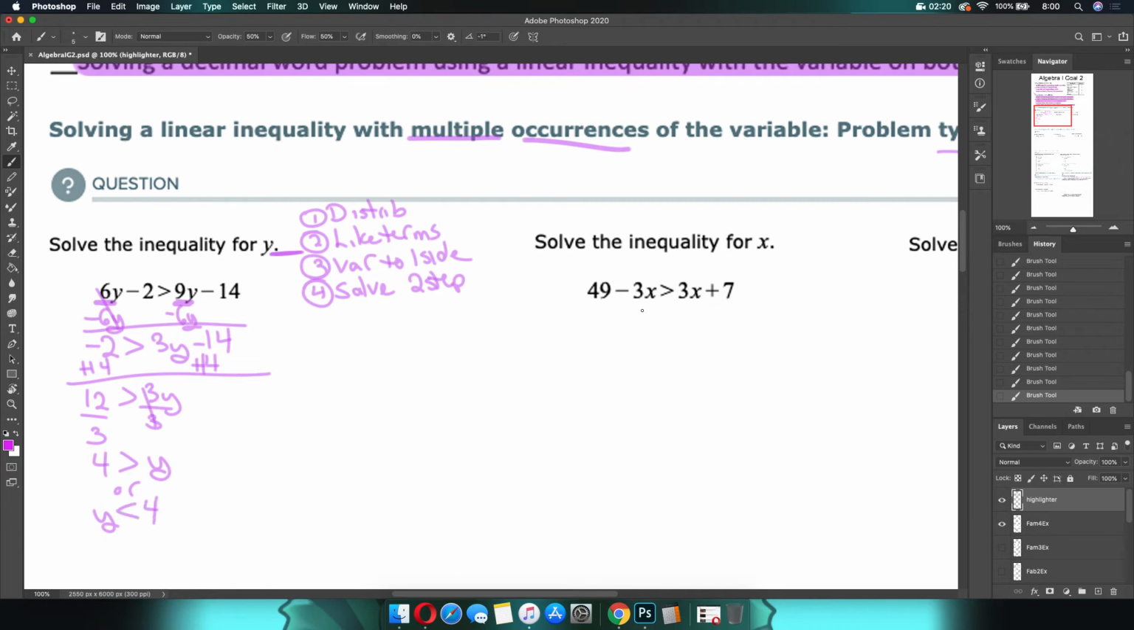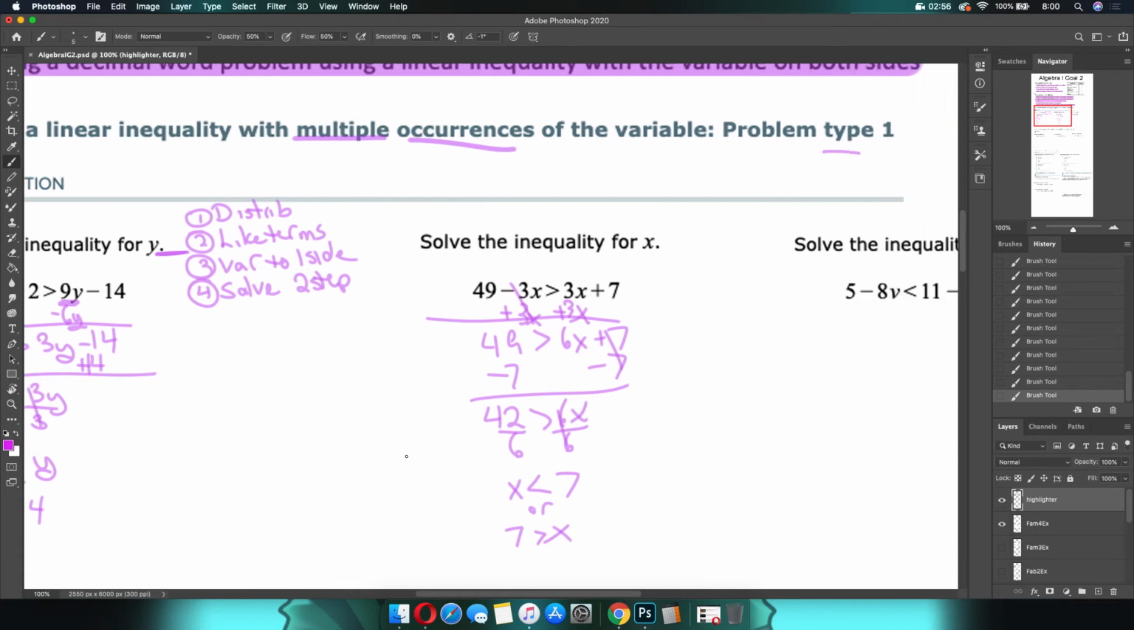For here, let's see here, plus 3x, plus 3x, because again, I'm on this step every single time. Get the variable over to one side. So 49 is greater than 6x plus 7. Minus 7, minus 7, what does that leave us with? 42 greater than 6x. Divide by 6, divide by 6. x is less than 7. Or 7 is greater than x, either or. And we're starting to realize that this isn't so bad so far.